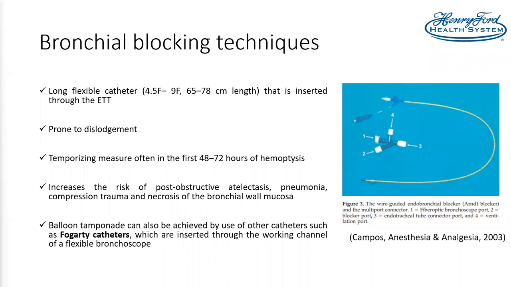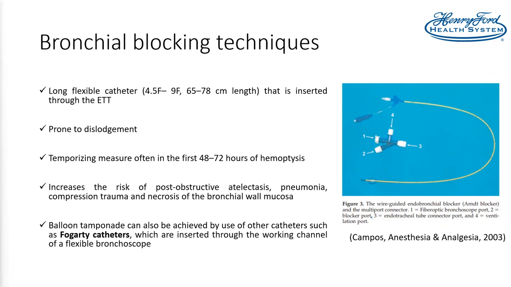The way those bronchial blocking techniques work, it's a long flexible catheter. It's inserted through the ET tube, but it has these ports. Number four is hooked up to the vent. Number one, you introduce the scope with it, and number two is where the bronchial blocker goes in. It has a lasso at the tip of it, so the bronchoscope can actually be hooked up to it, and then you direct it through the bronchoscope into the site that you want to block. It's prone to dislodgement, so usually you need to go into one of the main stems or even the bronchus intermedius to fit that in.